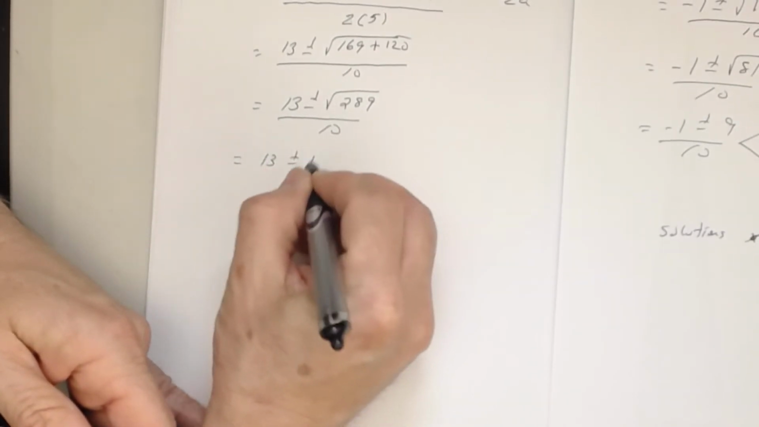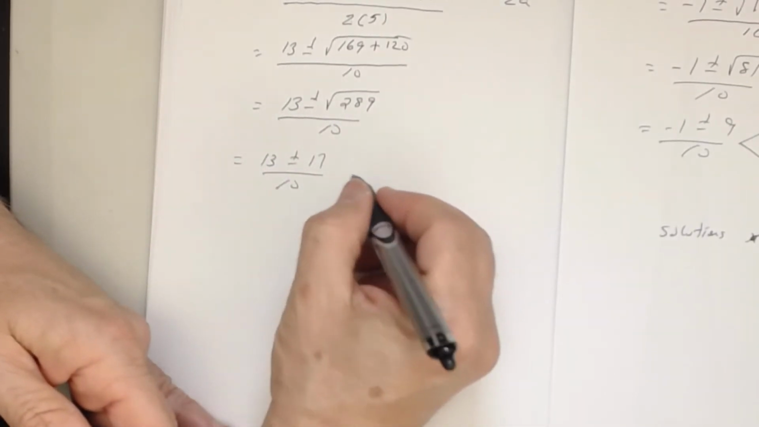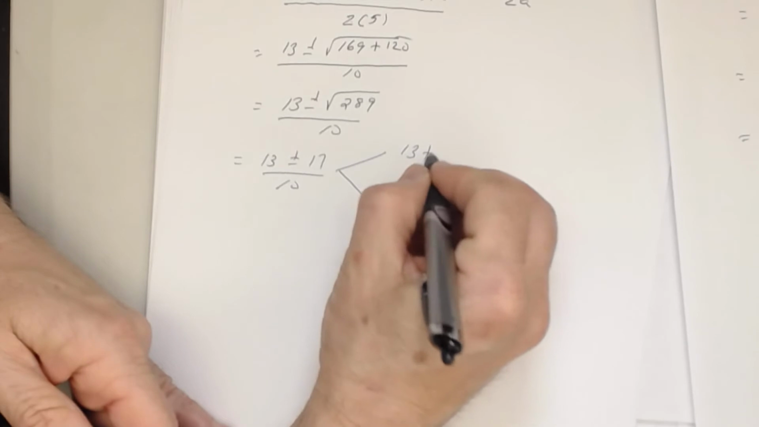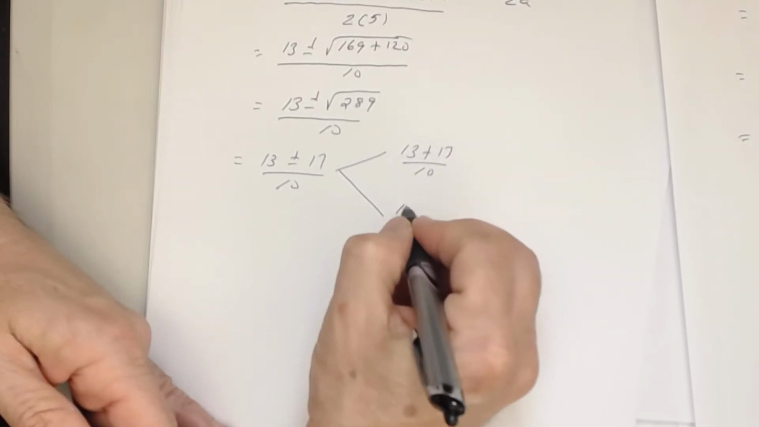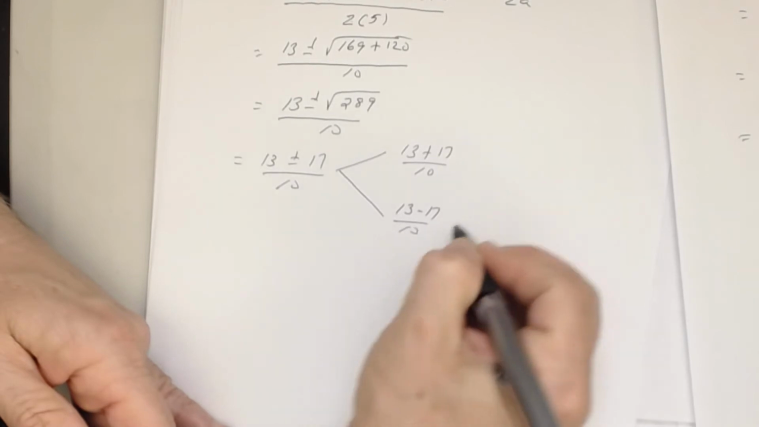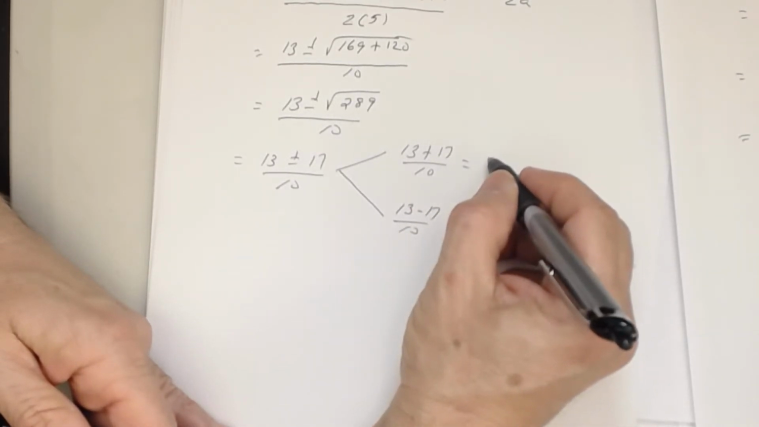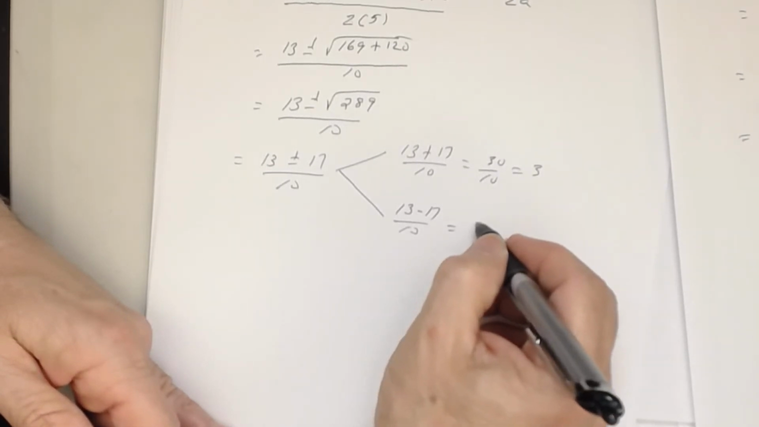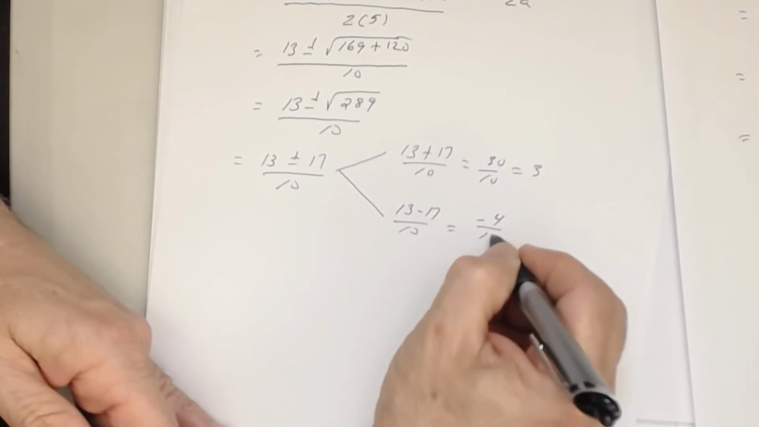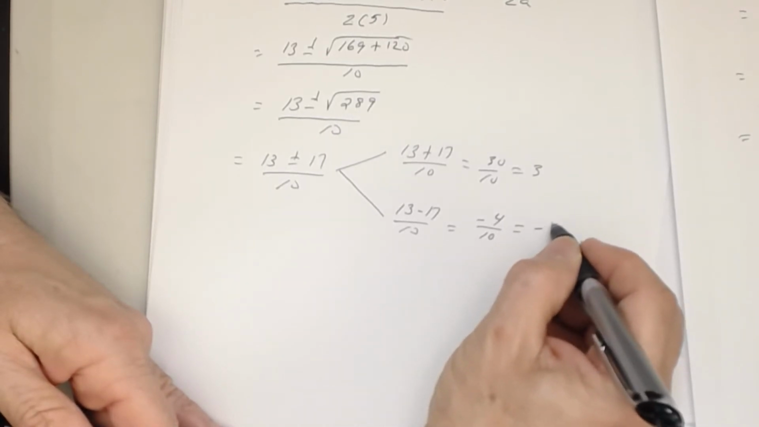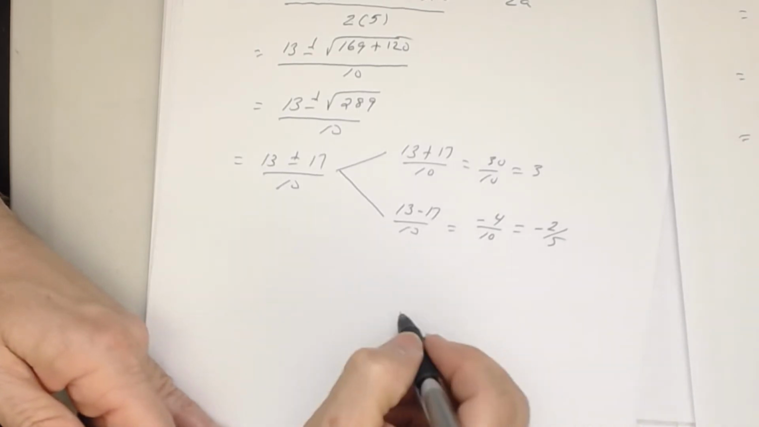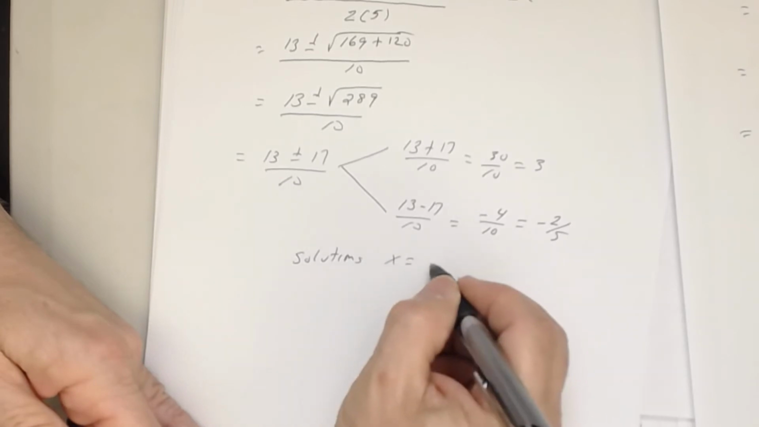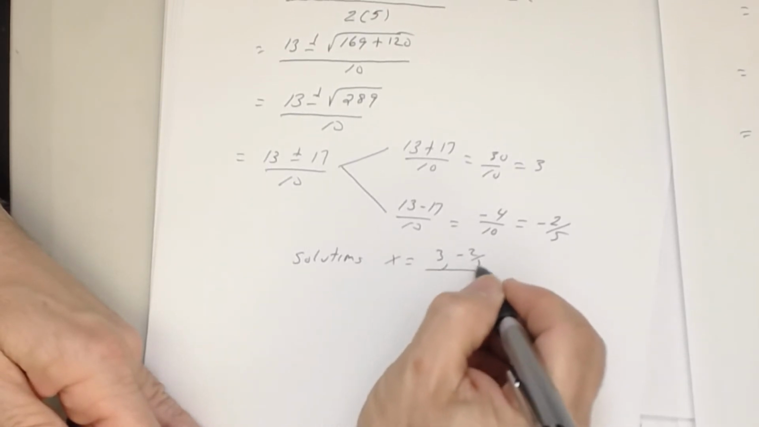So I get 13 plus or minus 17 divided by 10. And that's where you would rewrite this as 13 plus 17 divided by 10. And what's the other one? 13 minus 17 divided by 10. So what's the numerator of that first one? 30 divided by 10, which is 3. The next one is going to be negative 4 tenths, reduced to negative 2/5. And so your solutions are going to be x equals 3, negative 2/5.